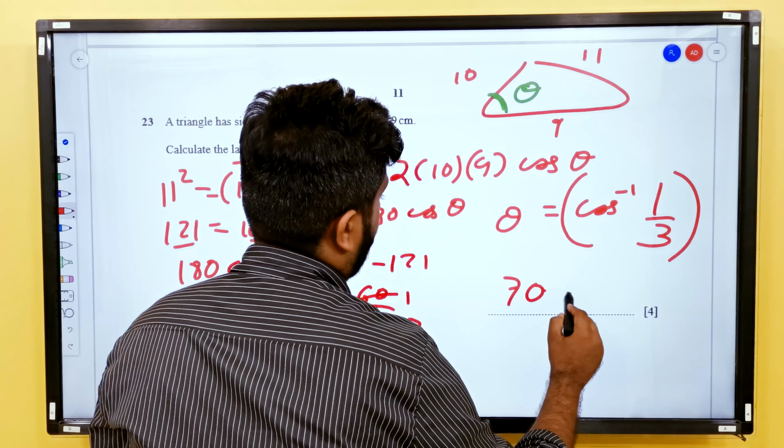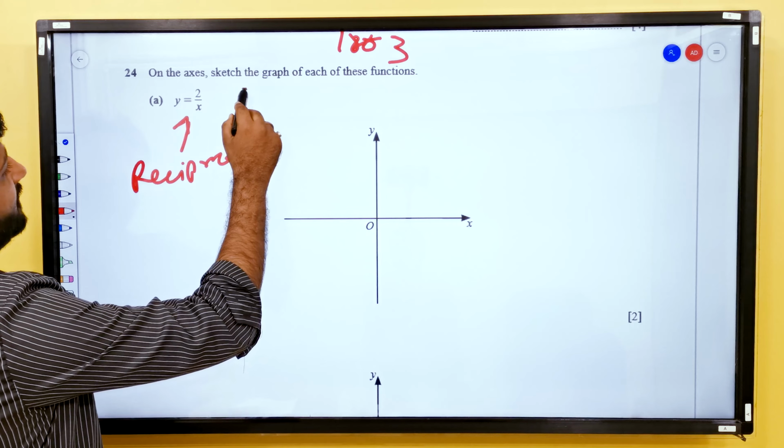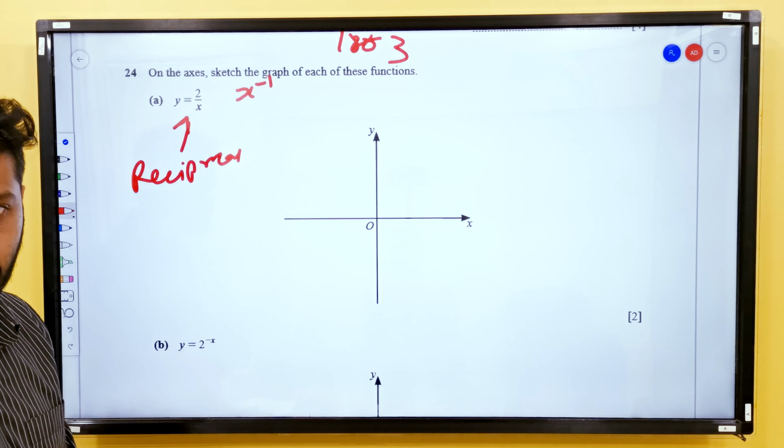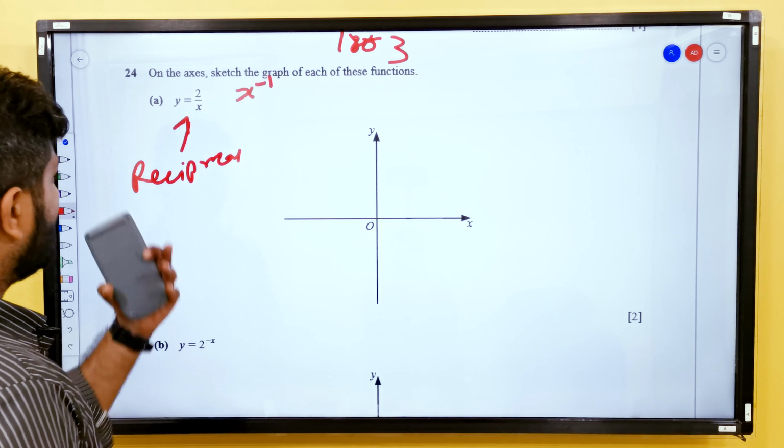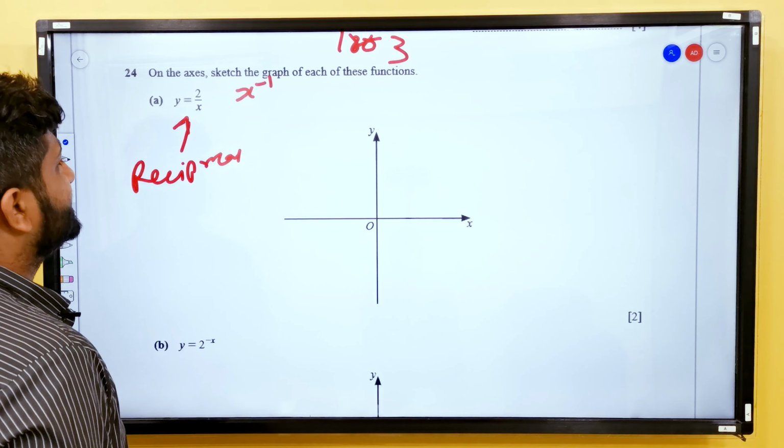On the axis, sketch the graph of this function. Y is equal to 2 upon x. See guys, this is a graph of a reciprocal function where the power of x is minus 1, right? So you can easily sketch this graph. This graph is going to look something like this.